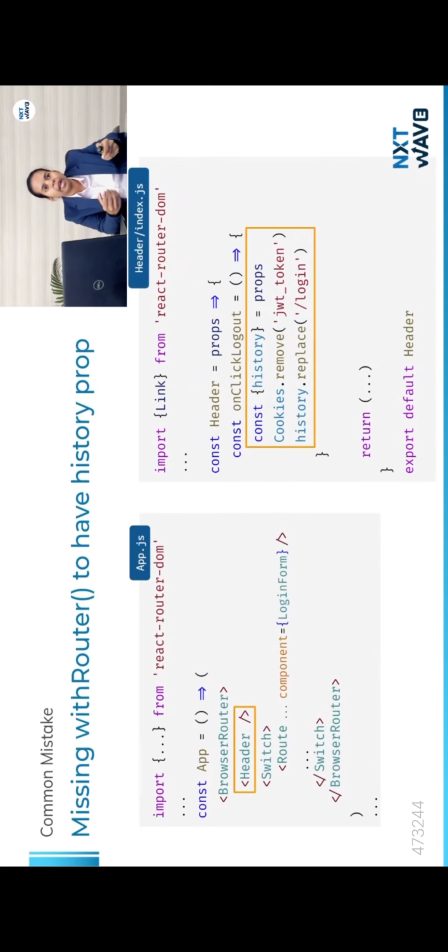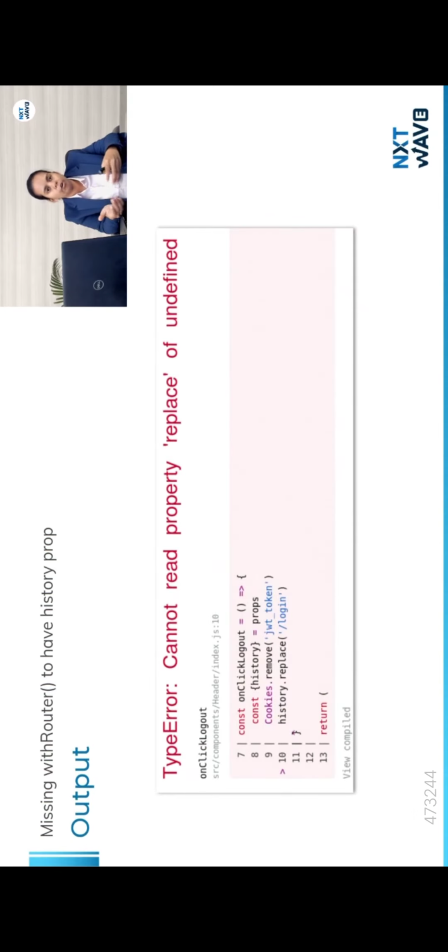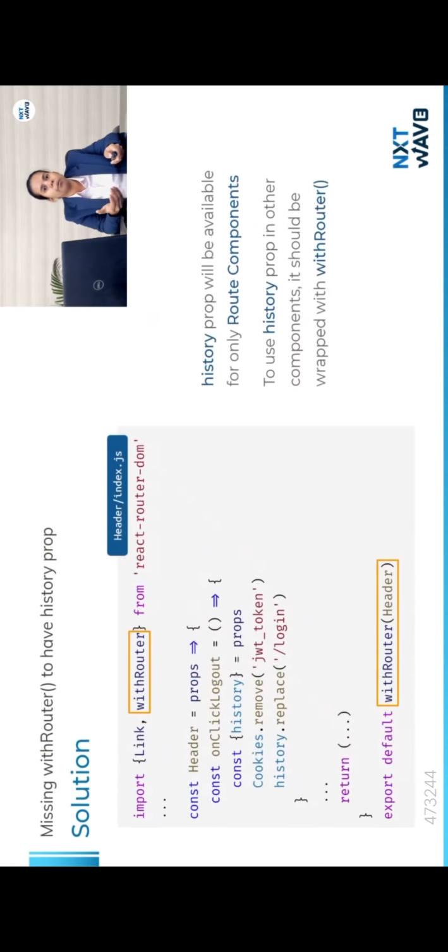So the header is not a route component, and the header will not have the history prop. If you try to access history.replace, you will get an error saying cannot read property replace. The reason is that the history prop will only be available for the route components. Now, let's say we want to access the history prop and use it in other, non-route components. In such scenarios, we have to wrap it with withRouter.